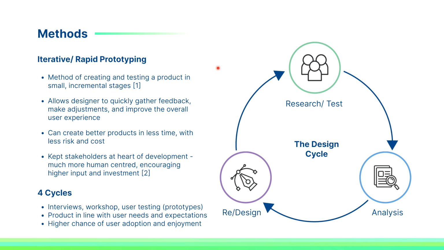And in total, there were 4 cycles, including the research methods that are listed here, which help refine features to meet users' needs and expectations, increasing the chance of them adopting and enjoying the product.